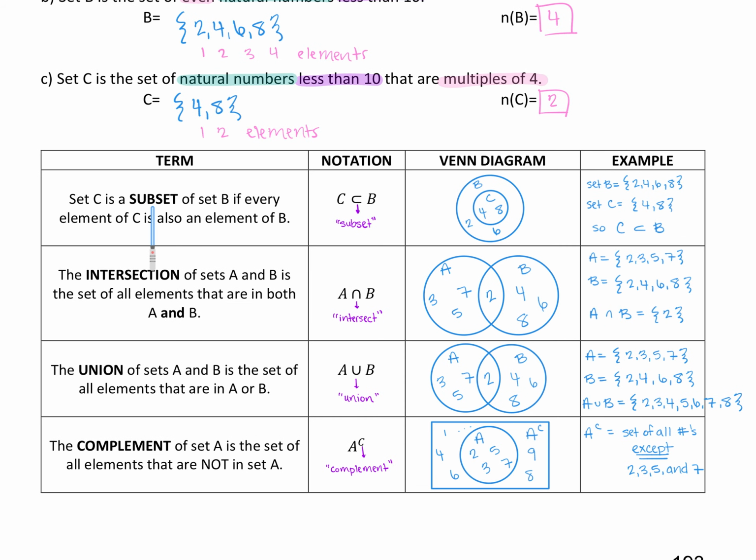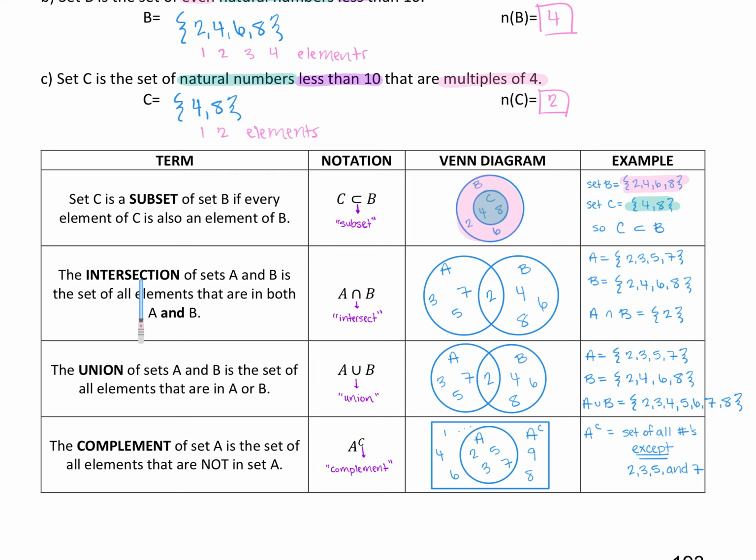When we talk about subset, this is the notation we use. We would say C is a subset of B, and that means our set C is inside of our set B. Notice that B is the set 2, 4, 6, 8. So B is this entire circle, 2, 4, 6, 8. So it includes everything that C has, right? And then C is just the inside circle. So we would say C is a subset of B. And this is the way we would write that.